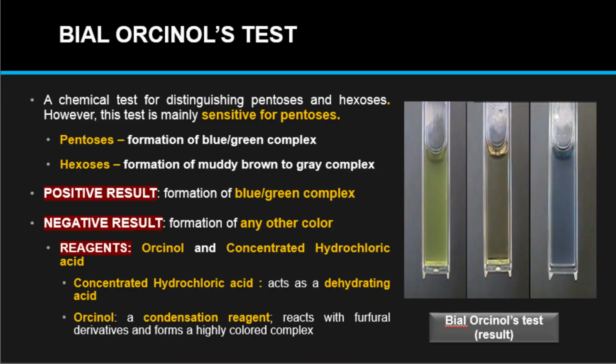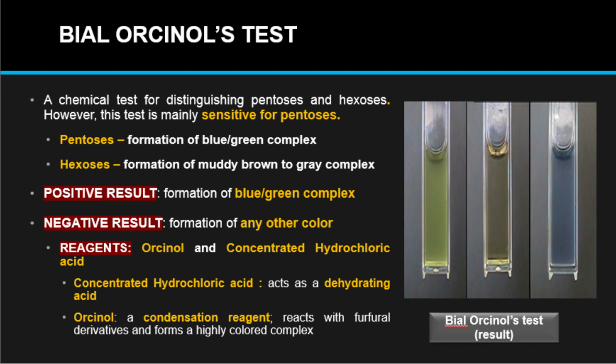This is the bial's orcinol test. We pipette 0.5 ml of sample sugar solution, added with 4.5 ml of bial's orcinol reagent, placed in boiling water, and the change in color was noted after 15 minutes of heating. It is a chemical test for distinguishing pentoses and hexoses. However, this test is mainly sensitive for pentoses. Pentoses form a blue or green complex, while hexoses form a muddy brown to gray complex.